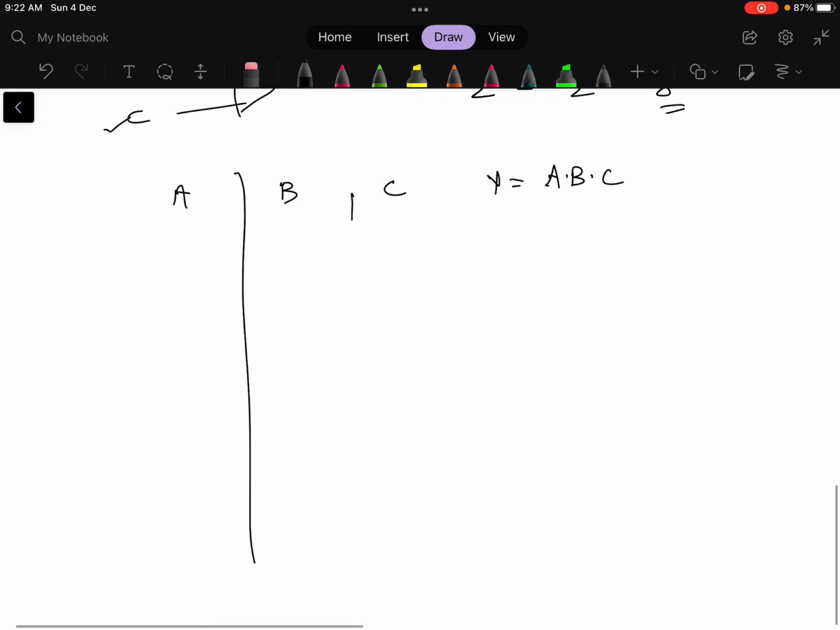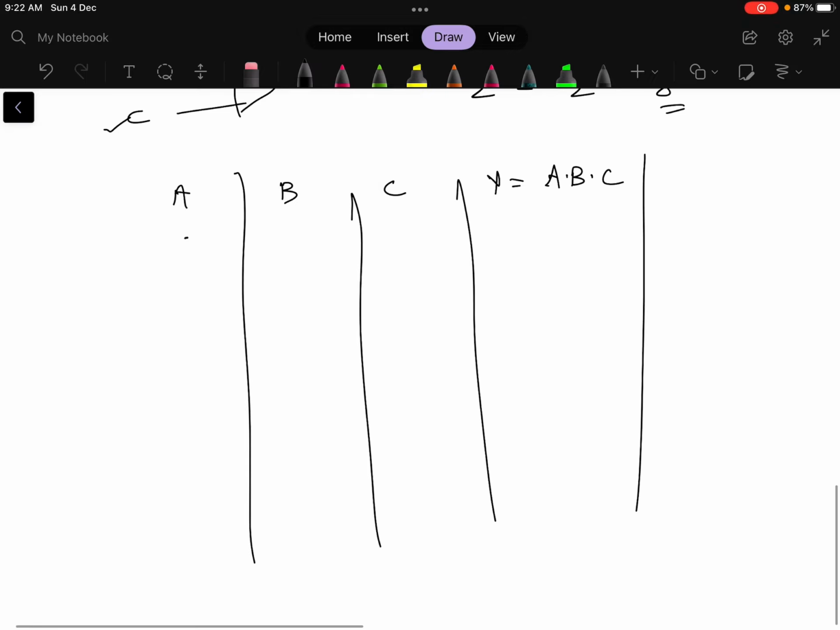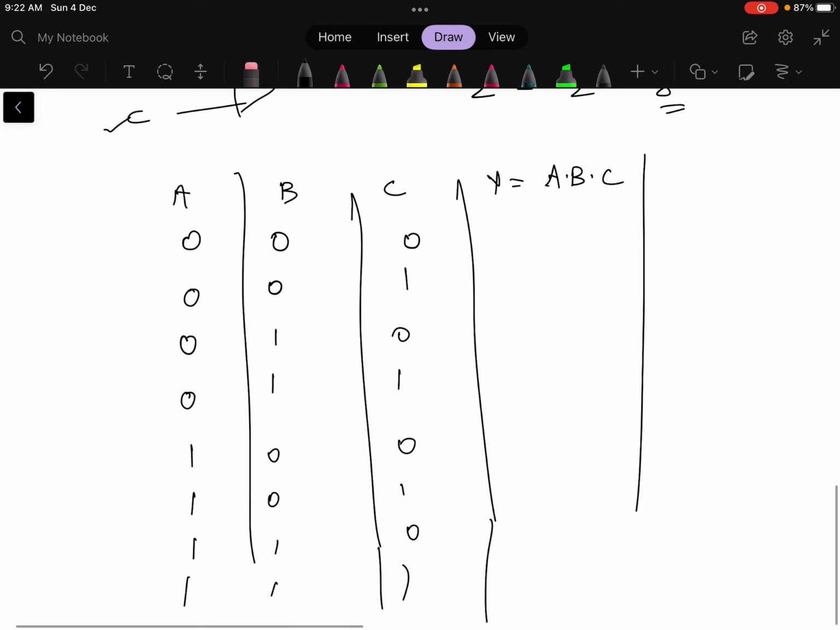Now 0 0 0, 0 0 1, 0 1 0, 0 1 1, 1 0 0, 1 0 1, 1 1 0, 1 1 1. So these are the possible outcomes of this truth table for 3 inputs and one single output for the AND gate. So 0 multiplied by 0 multiplied by 0 gives 0, and we get 0 for all the rows until the last one, which gives 1.